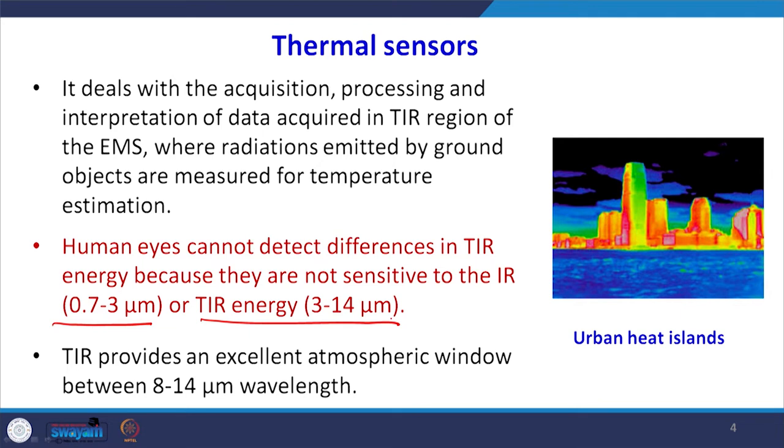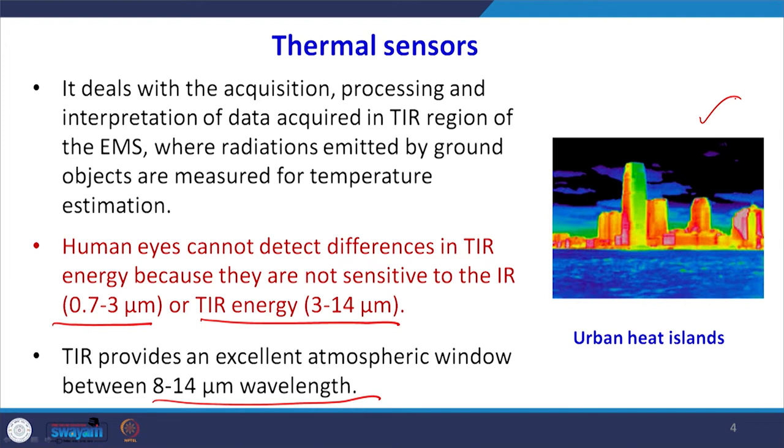So, this 8 to 14 micrometer wavelength region, if we remember the atmospheric window diagram also, is the region where the losses are minimum. So, we can get the maximum emitted radiance in this particular region reaching the sensor without much of the atmospheric losses which take place due to absorption and scattering.